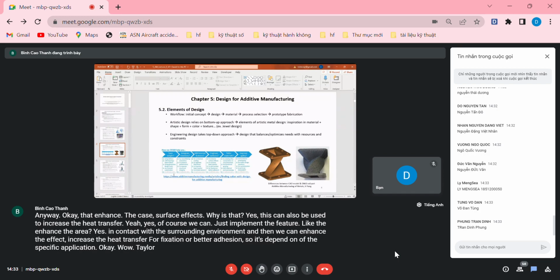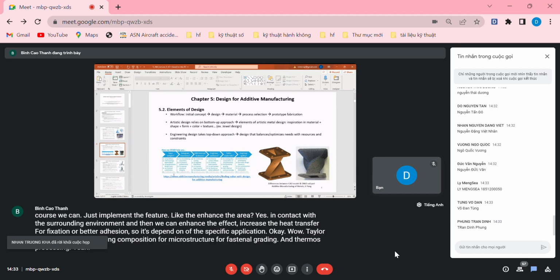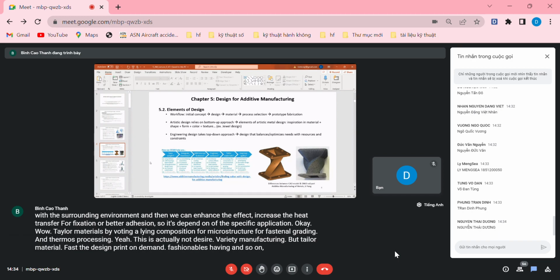Tailor materials by varying alloy composition for microstructure, for functional grading, and thermal post-processing. So this is actually not designed for additive manufacturing, but tailor material. Faster design, print on demand, functional prototyping, and so on. It's not important here.